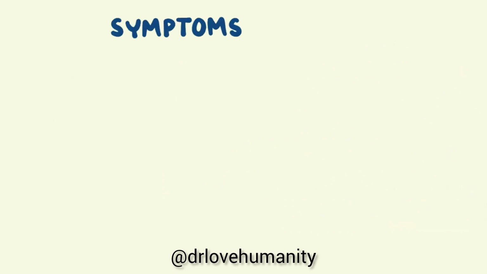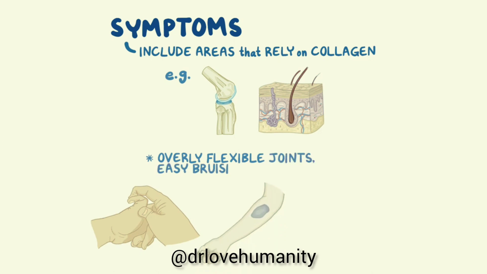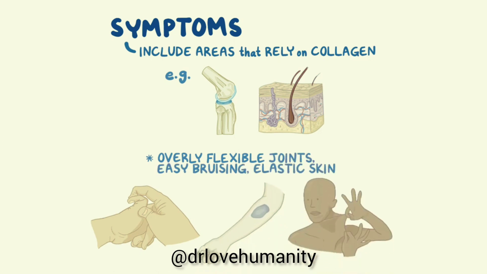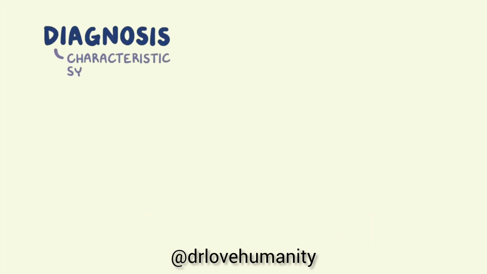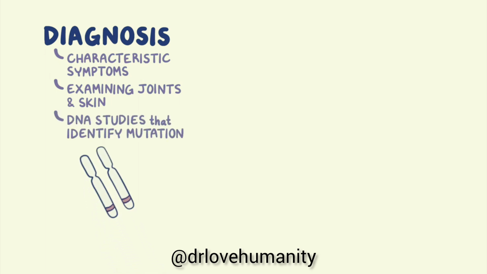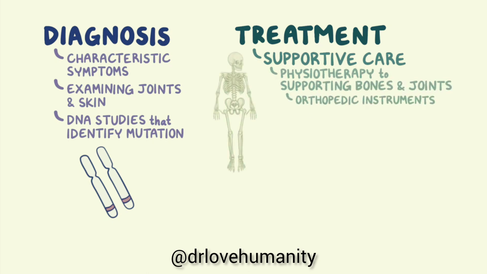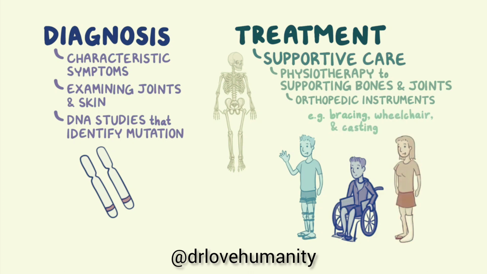The symptoms of Ehlers-Danlos syndrome include areas that rely heavily on collagen, like the joints and skin. Specifically, it can lead to overly flexible joints, easy bruising, and fragile and elastic skin. The diagnosis is mainly based on spotting the characteristic symptoms and examining the joints and the skin. For the types associated with specific genetic mutations, diagnosis can be confirmed with DNA studies that can help identify the mutation. In terms of treatment, individuals with Ehlers-Danlos syndrome are given supportive care, like physiotherapy to support bones and joints, as well as orthopedic instruments like bracing, a wheelchair, and casting.